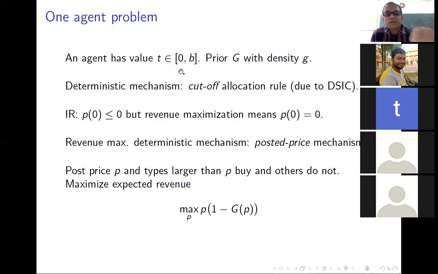No, that interval is given. So I'm just saying that look at the type space. It's a closed interval 0 to b. All I'm saying is that the price can't be 0 or the price can't be b.